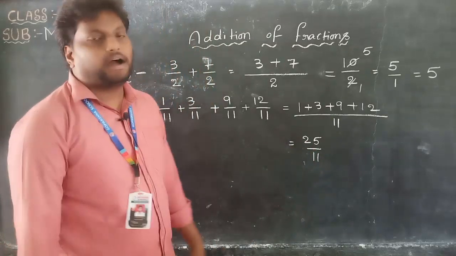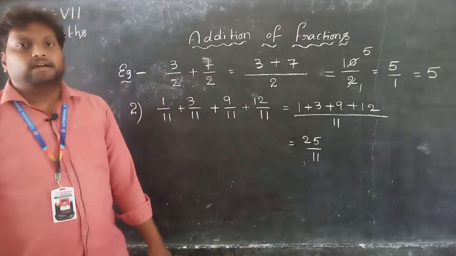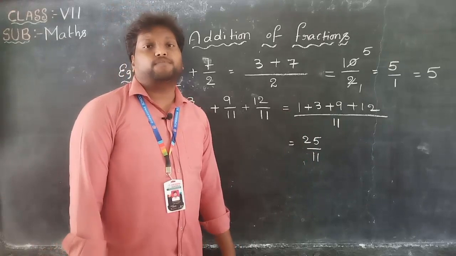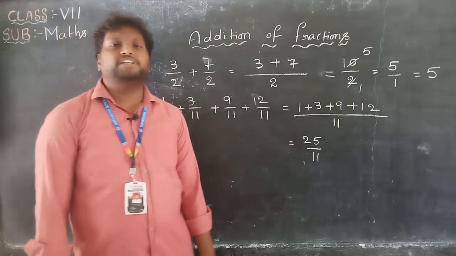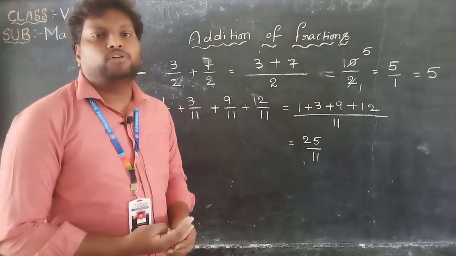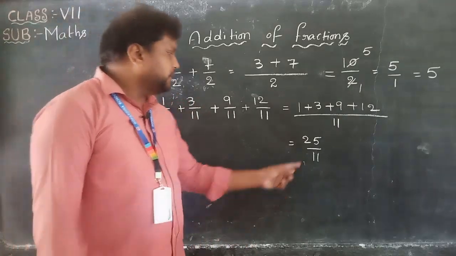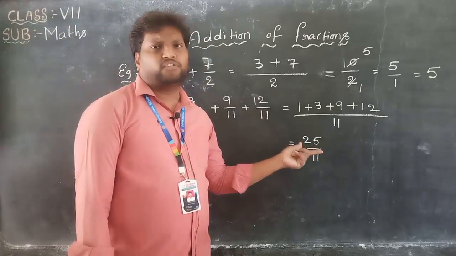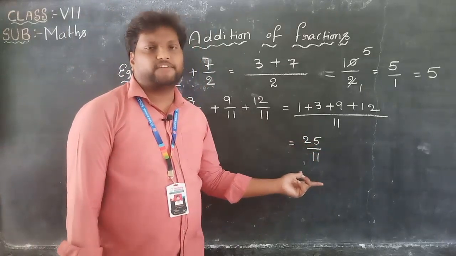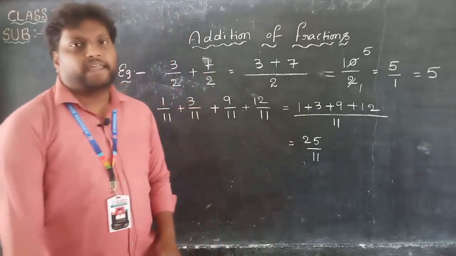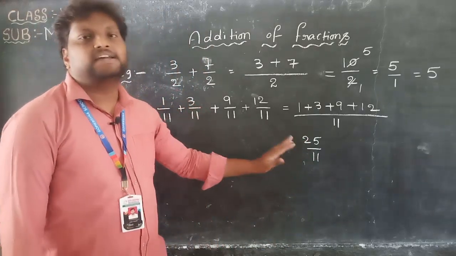One more thing, after getting the result, we have to check whether it is in the standard form or not. Standard form we already discussed. Standard form means cancellation or division is not possible. In the 11 table there is no 25, in the 25 table there is no 11, and 25 and 11 share no table except 1. That's why 25 by 11 is the standard form.